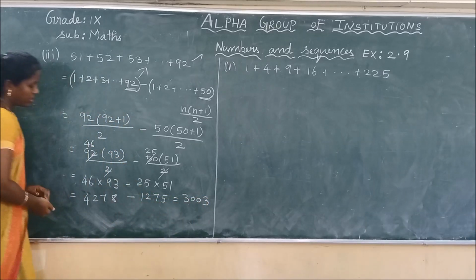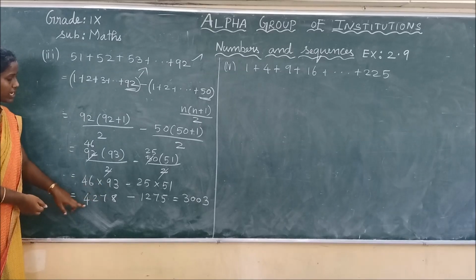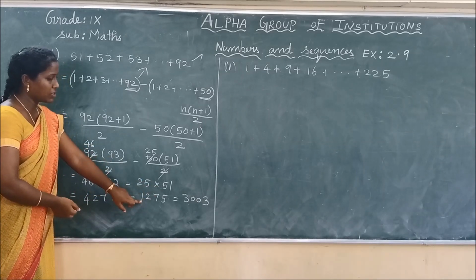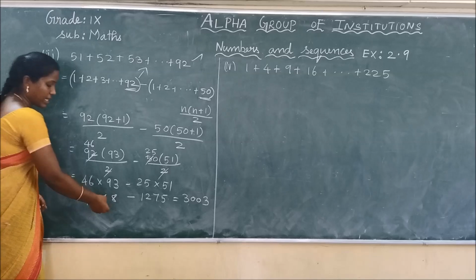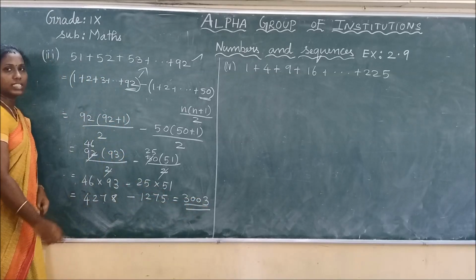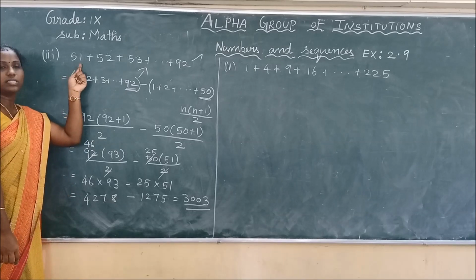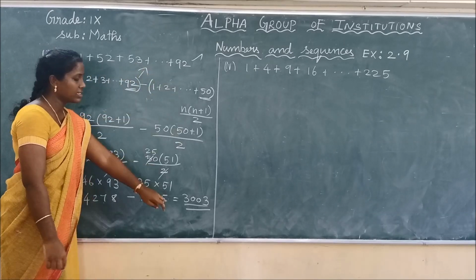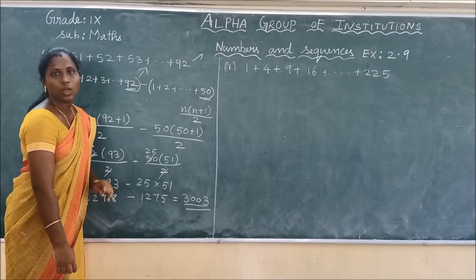If we multiply both of these, the value is 4278, and 25 into 51, the value is 1275. If you subtract these two numbers, the value is 3003. That is the sum of the given series from 51 to 92. The answer is 3003.